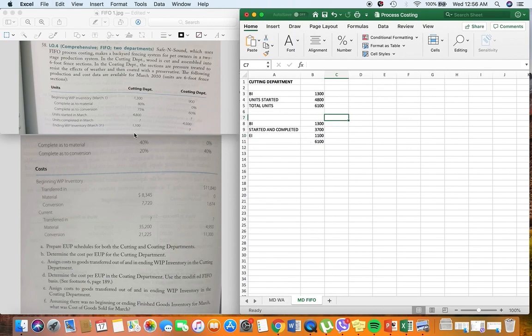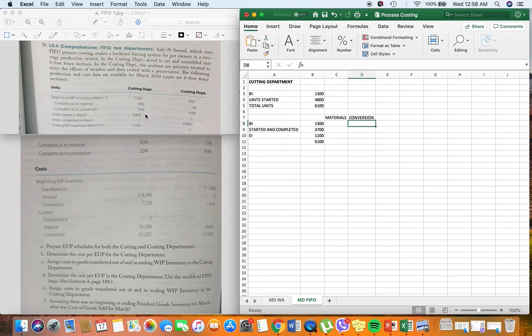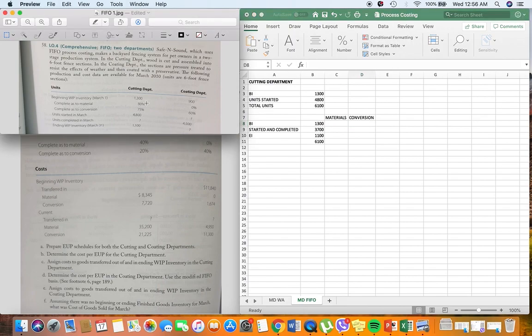So, we have two cost components for the EUP. Materials and conversion. Okay? So, this is a new scenario for us, no? Because we are used to problems where all the materials are added immediately at the start, or the materials are added at the end. But in this problem, as you can see, the percentage of completion as to materials is given in the cutting department.